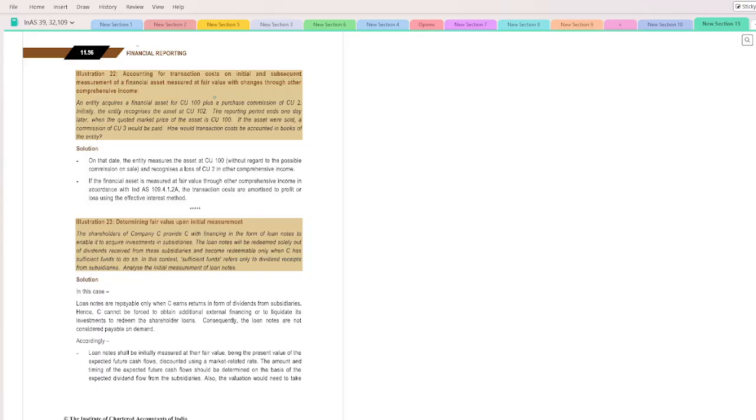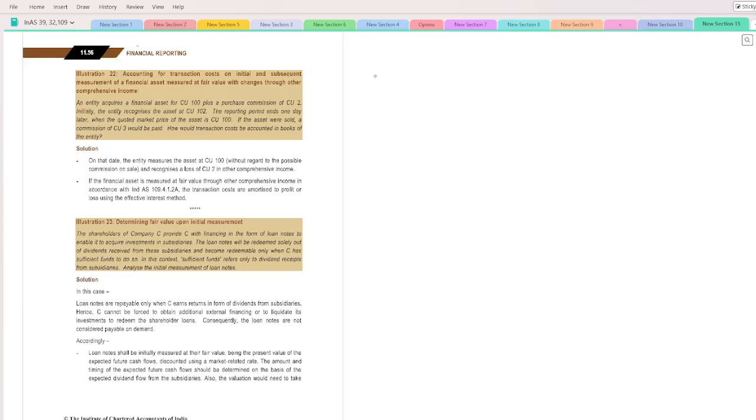In the FVOCI, how will you take the transaction cost? An entity acquires a financial asset for CU 100 plus a purchase commission of 2. Initially, the entity recognizes the asset at 102, so 100 plus 2, that is for the financial asset. So it will get added. The revised fair value will be 102. The reporting period ends 1 day later when the quoted market price of the asset is 100. If the asset were sold, a commission of 3 would be paid. How would the transaction cost be accounted for in the books of the entity?